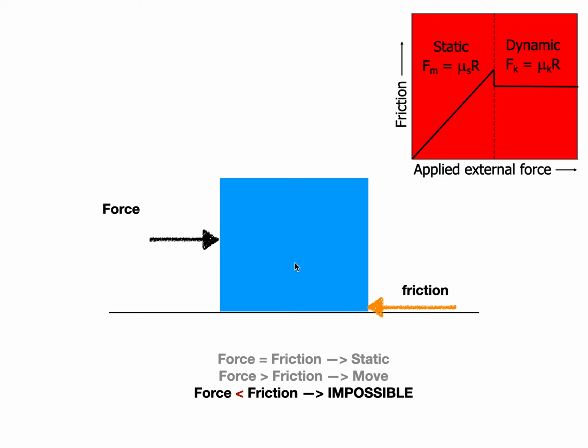Okay, so that's how we categorize friction. When an object's not moving, it's called static friction. And in this situation, the force will equal the friction. So when you increase force, the friction will increase correspondingly. So that's a linear relationship. But if your external force exceeds the friction and the object starts to move, then in that situation, the friction is called dynamic friction, and it's a constant number.